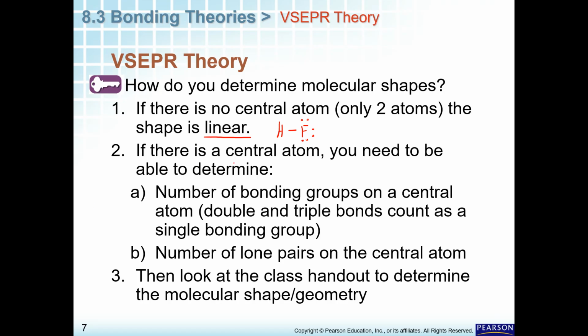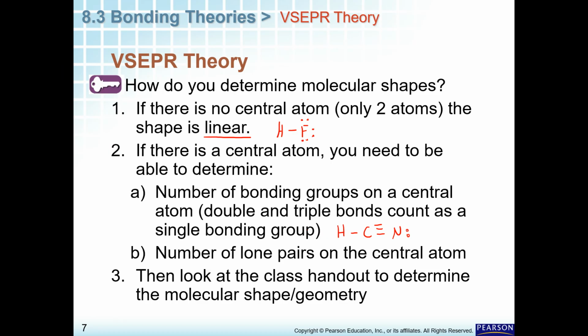However, if there is a central atom, there are 2 things you're going to have to determine. The first thing is the number of bonding groups that come off the central atom. In other words, how many things is that central atom bonded to? I do give a hint: double and triple bonds actually only count as a single bonding group. For example, HCN. If we look at our central atom, it only has 2 bonding groups because it's bonded to this hydrogen and then it's bonded to the nitrogen. This triple bond, again, only counts as 1 bonding group because it's only bonding 1 atom.